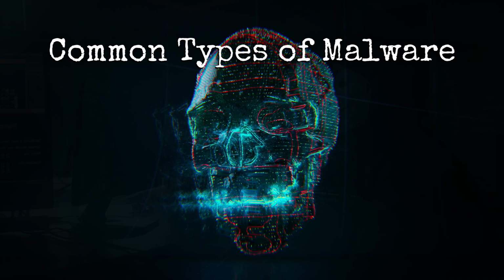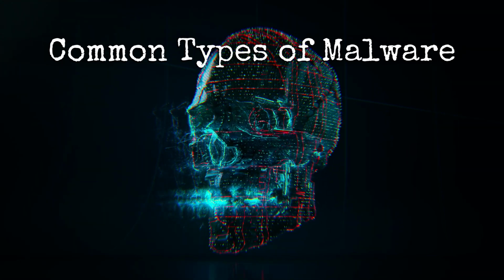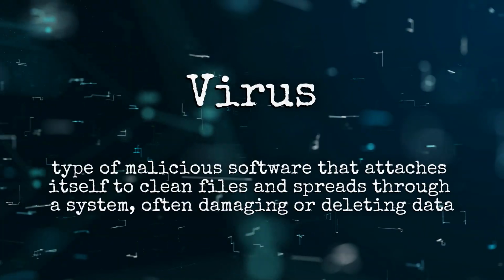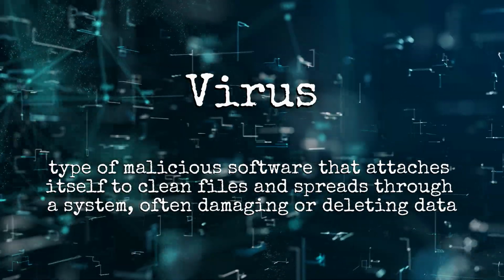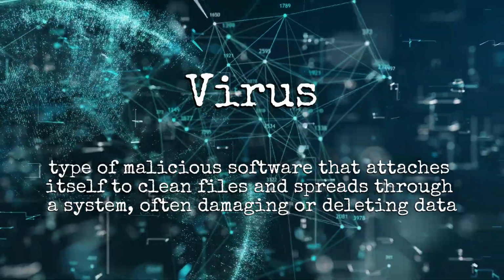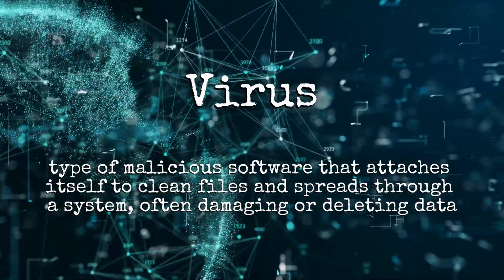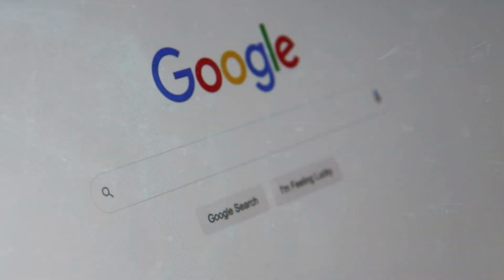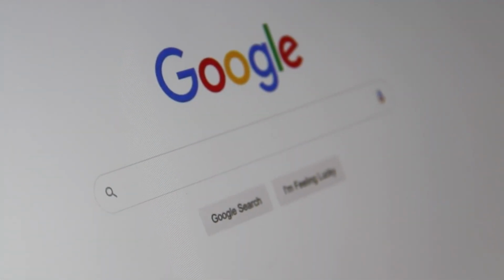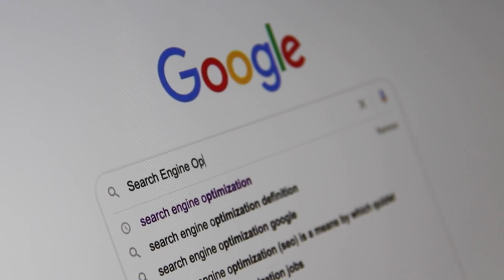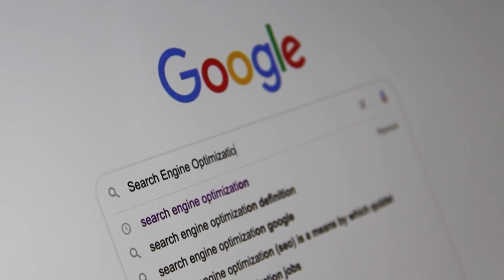Here are some of the most common types of malware that affect computers, explained in clear terms. 1. Viruses. A virus is a type of malicious software that attaches itself to clean files and spreads through a system, often damaging or deleting data. It typically activates when the infected file or program is opened, and it can replicate to other files and systems.